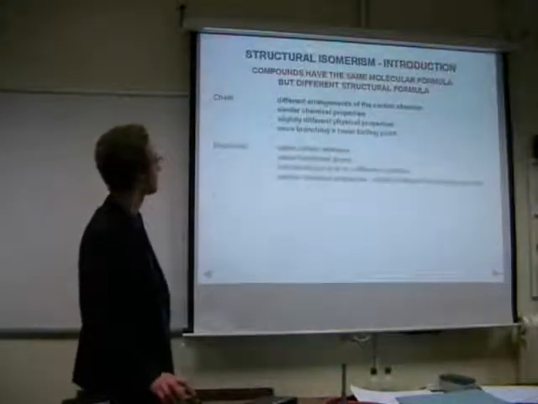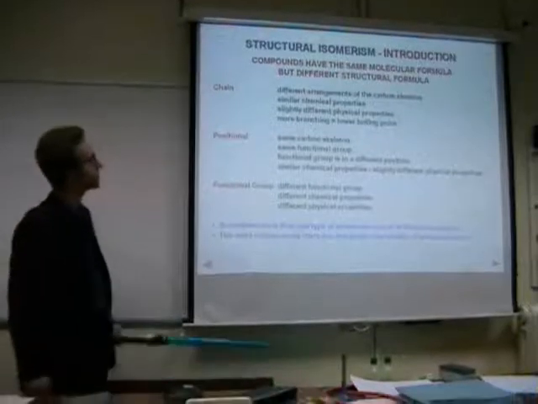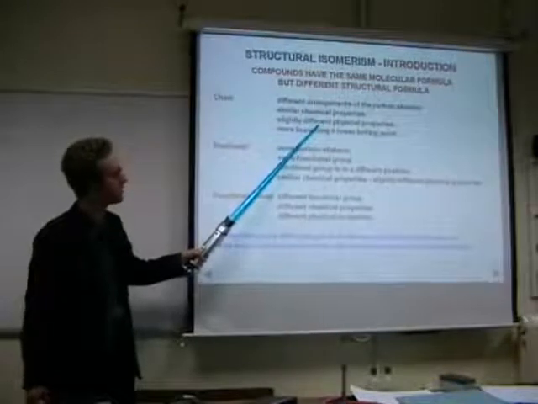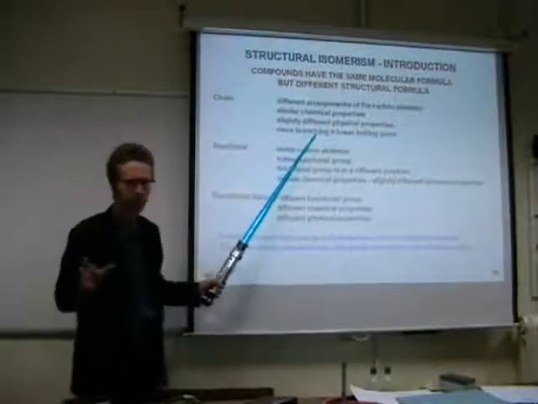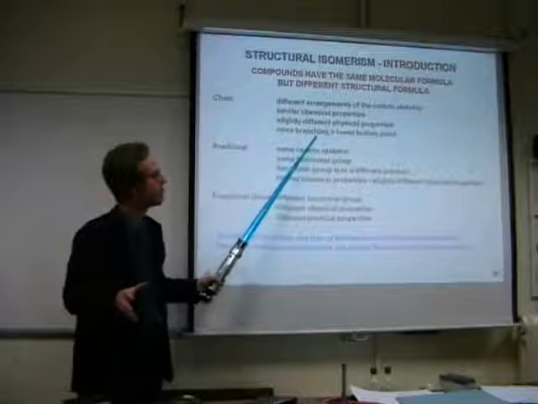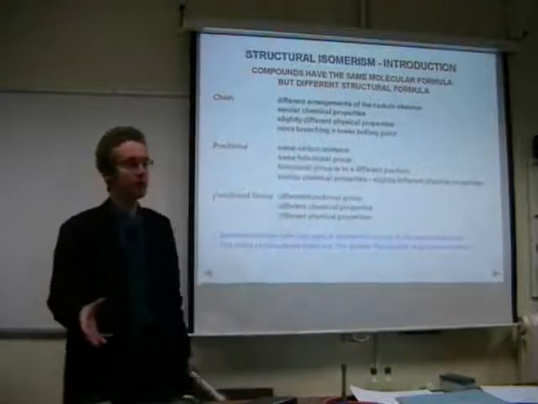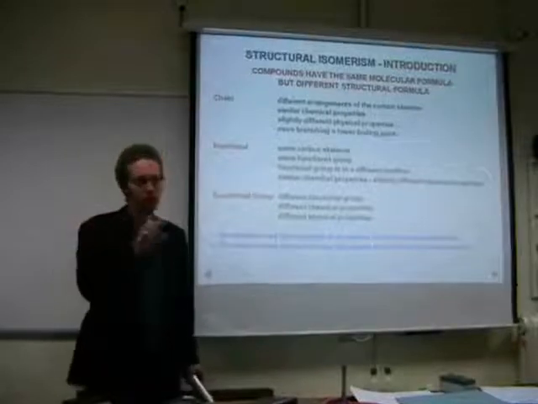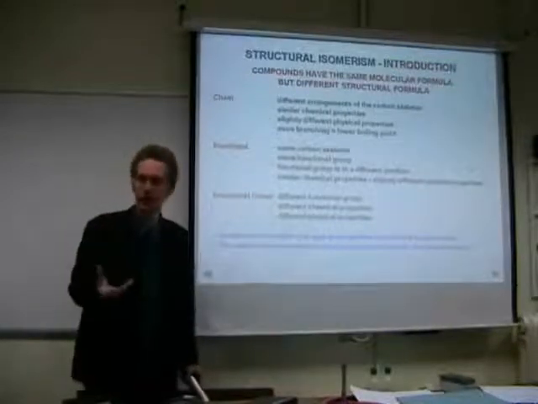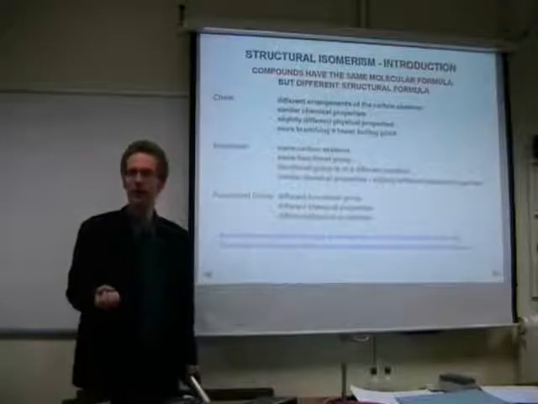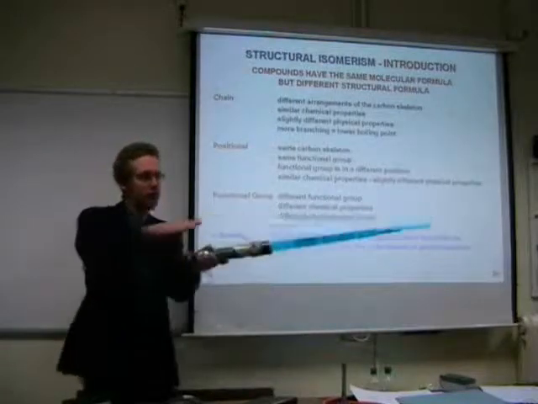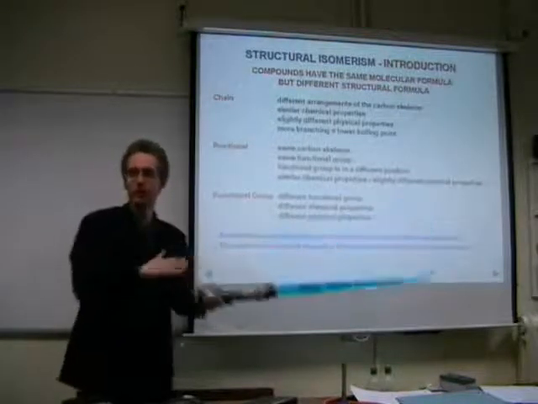So, a few more details for you. Chain, different arrangements of the carbon skeleton, similar chemical properties, slightly different physical properties, and so on. More branching equals lower melting point. And that's because if you have more branching, the molecules can't line up as well. And if they can't line up as well, your van der Waals forces are weaker. Does that make sense? The van der Waals forces come from when the molecules line up and there's flickering dipoles between the two.